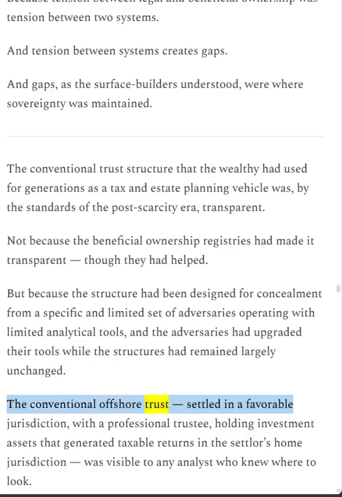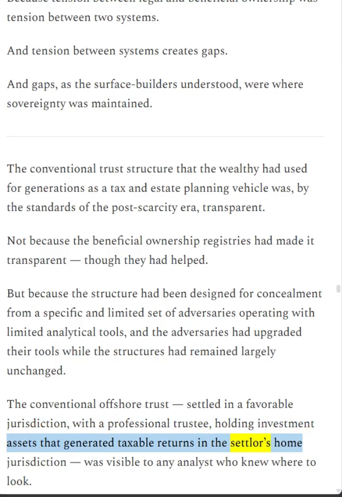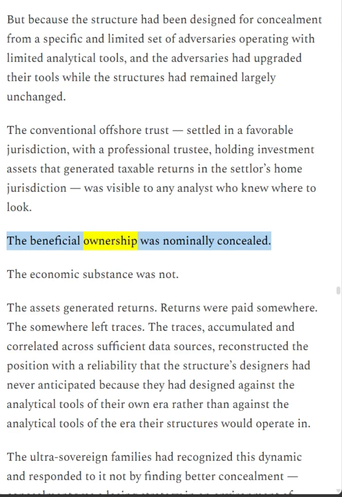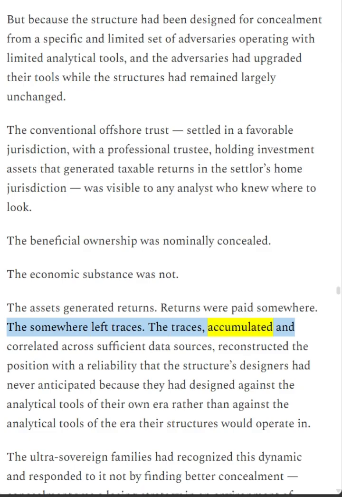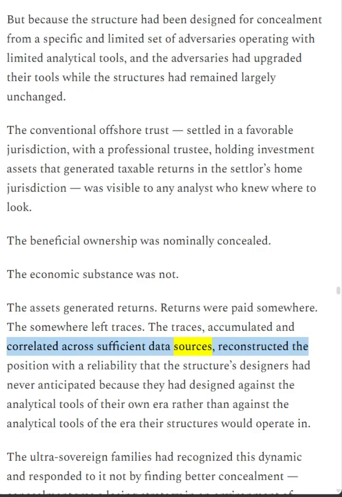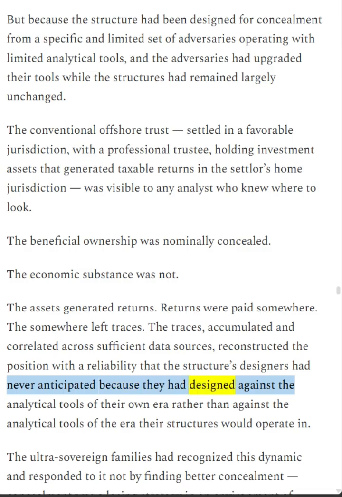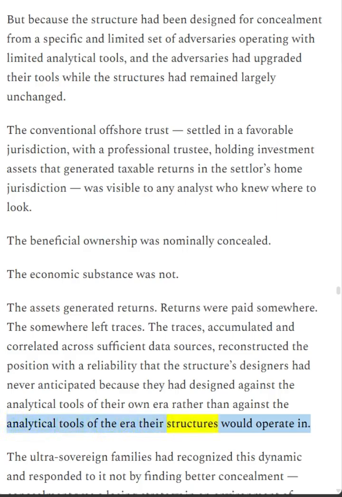The conventional offshore trust, settled in a favorable jurisdiction, with a professional trustee, holding investment assets that generated taxable returns in the settler's home jurisdiction, was visible to any analyst who knew where to look. The beneficial ownership was nominally concealed. The economic substance was not. The assets generated returns. Returns were paid somewhere. The somewhere left traces. The traces accumulated and correlated across sufficient data sources, reconstructed the position with a reliability that the structure's designers had never anticipated because they had designed against the analytical tools of their own era, rather than against the analytical tools of the era their structures would operate in.